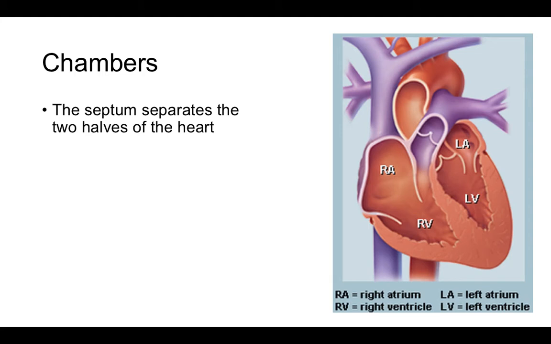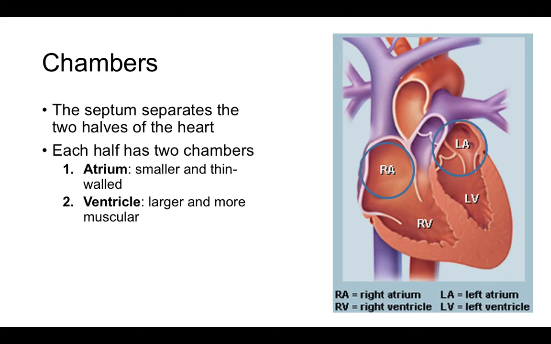We have the chambers. The septum is right here. It is between the left ventricle and the right ventricle, and it separates the two halves of the heart. Each half of the heart has two chambers. We have the atria, as you can see at the top. We have a right atria and a left atria, and we have ventricles.